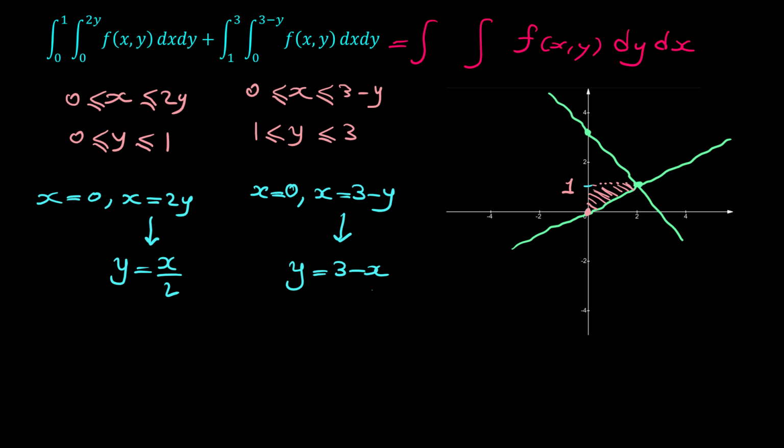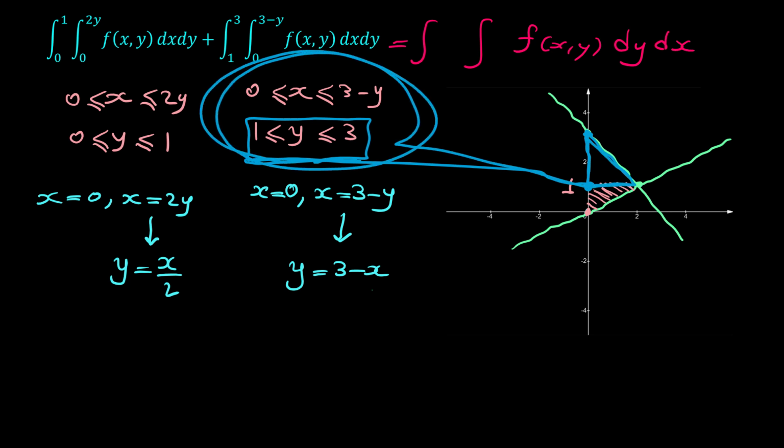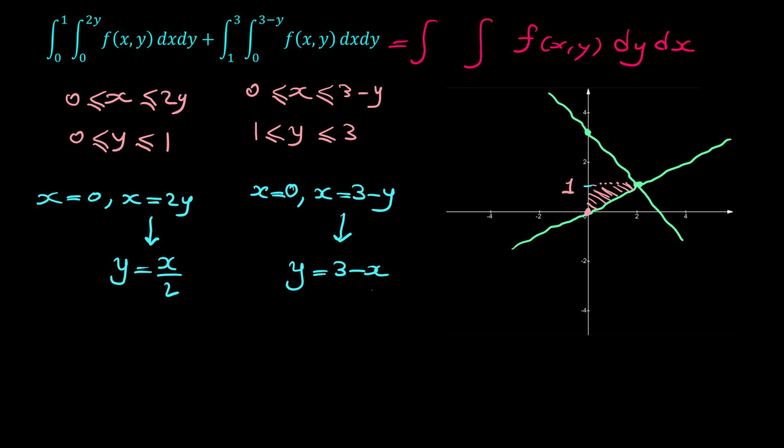And attention, we have another condition. y should be between 1 and 3. At this point, y is 1. At this point here, y is 3. So this small triangle here is this region. So these two equations together describe this triangle here. So our region is this part also.